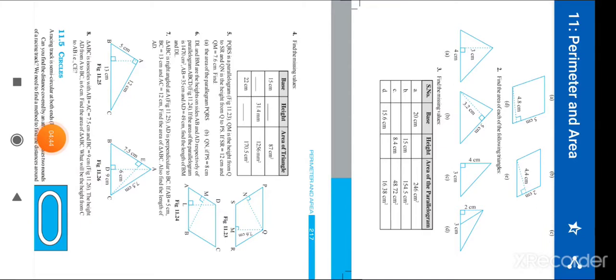Question number 4 is find the missing value, and information is mentioned in the table. In the first part, base is equal to 15 centimeter, height is equal to question mark, and area of triangle is equal to 87 centimeter square.